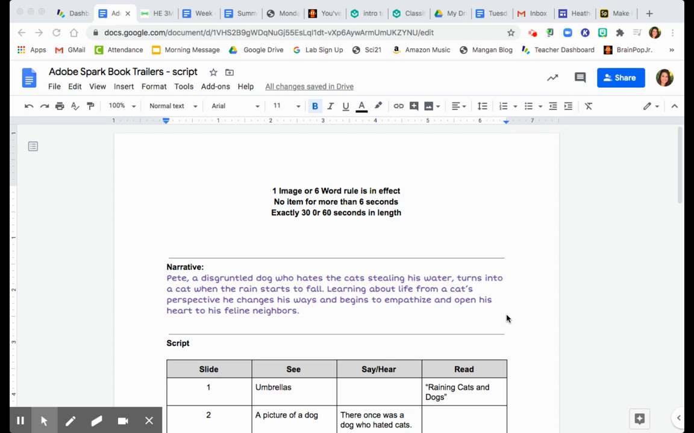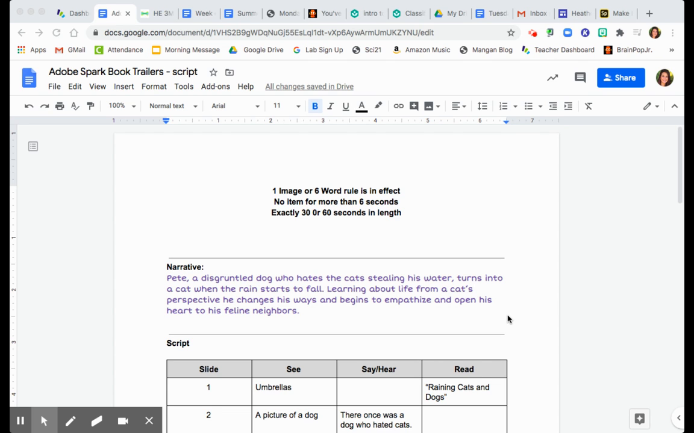So my story is about this dog named Pete, who's a grouchy dog, the neighborhood dog. The neighborhood cats are stealing his water and walking on his lawn, and he hates cats. And one day the rain comes down and he turns into a cat. He gets to live a life as a cat and realizes that the cats are just lonely. They don't have a human like Pete does to take care of them. And that's why they need the water and they like hanging around his yard. Well, when the rain stops, Pete turns back into a dog and starts to share with the cats, learning that he shouldn't judge somebody until he walks a day in their shoes.